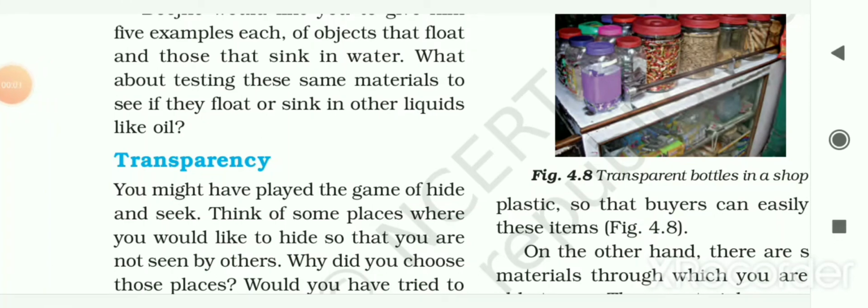Hello students, in this video we are going to study the remaining part of Chapter 4. The chapter name is Sorting Materials into Groups. Class 6, Subject Science, NCERT. Before that, let me recall what we had seen in the previous videos.